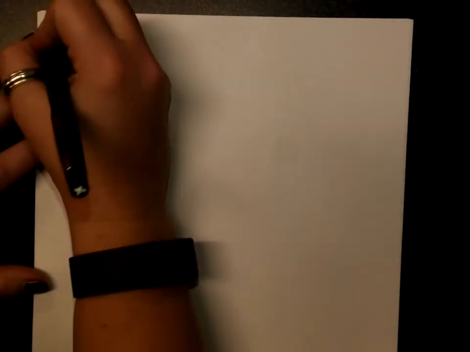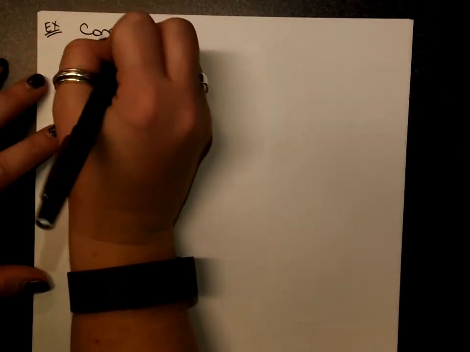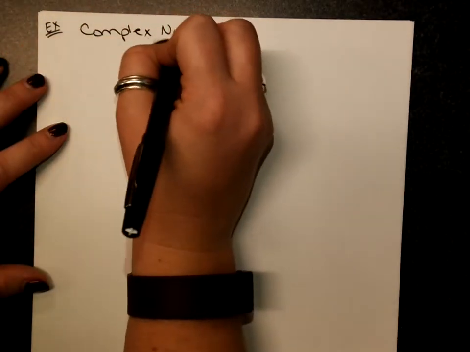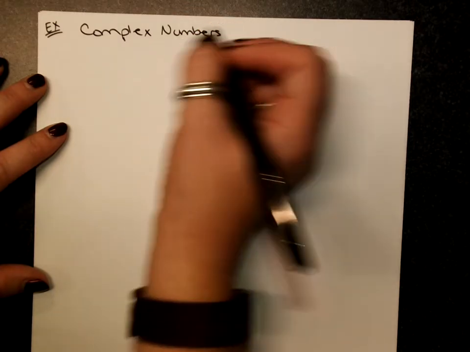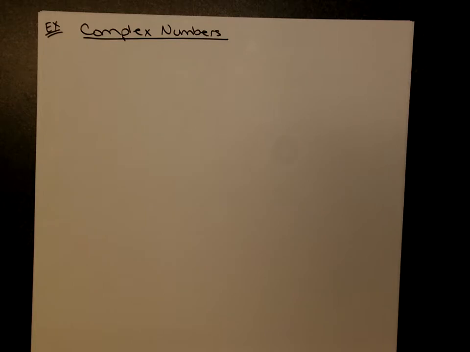Alright, this is continuing section 11.7. I'm going to start another example page. This is on what we call complex numbers, and this is really where we use imaginary numbers, is with complex numbers.